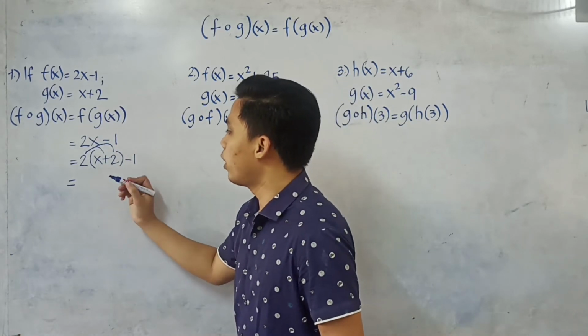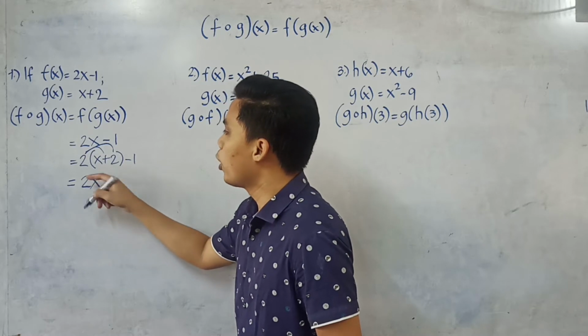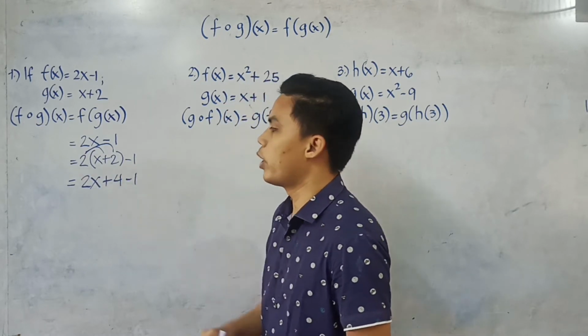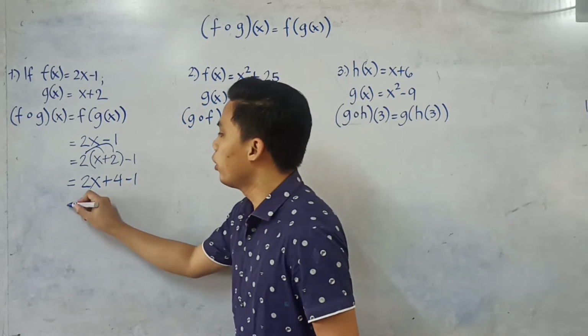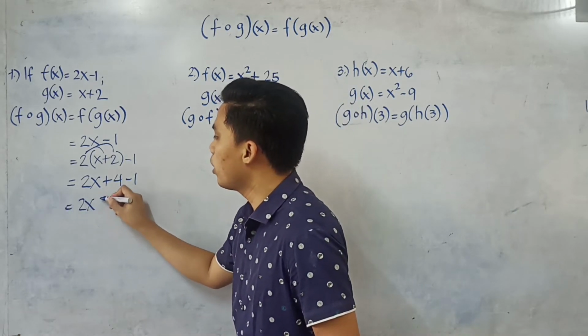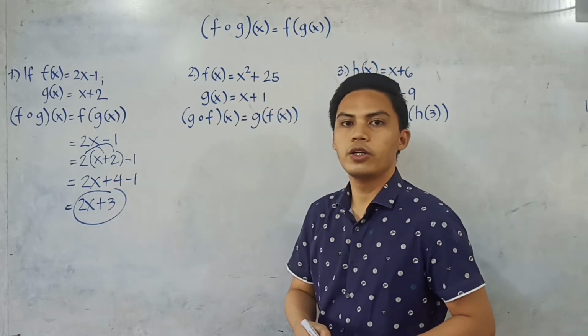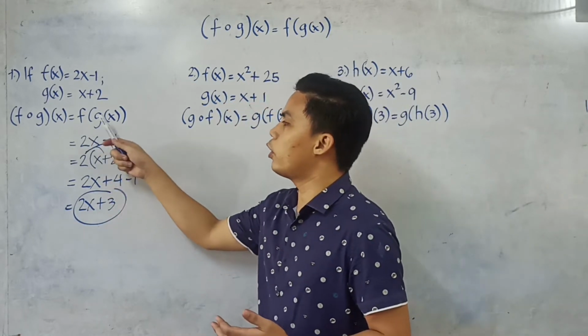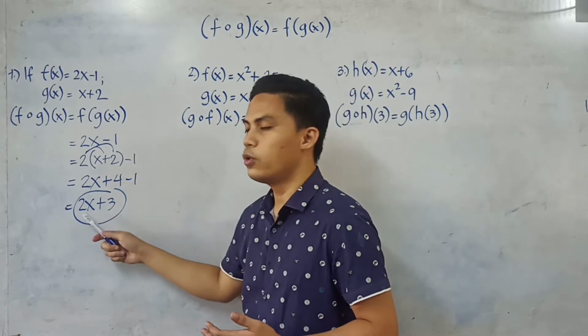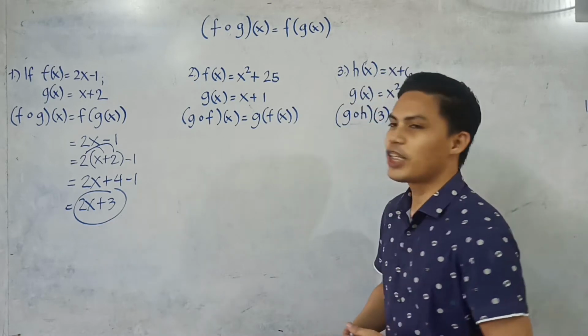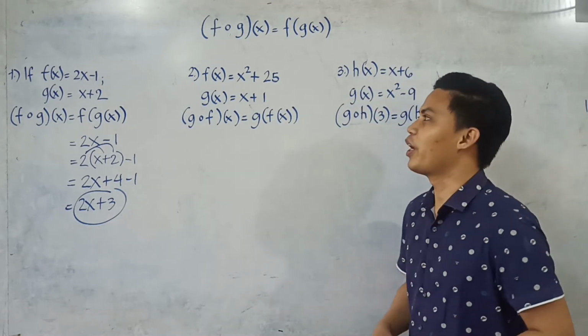So you have 2 times x, that is 2x. 2 times 2, that is positive 4. Then minus 1. Then simplify further. We will have 2x plus 3. So this is our final answer. So we can say that f of g of x is equal to 2x plus 3. Okay, let's have number 2.